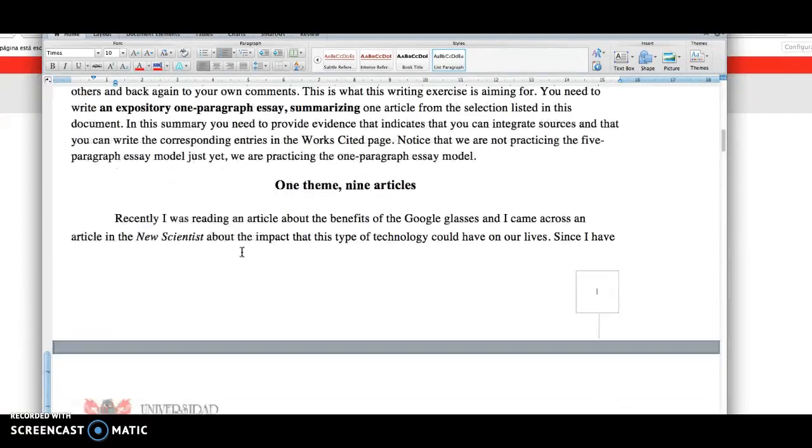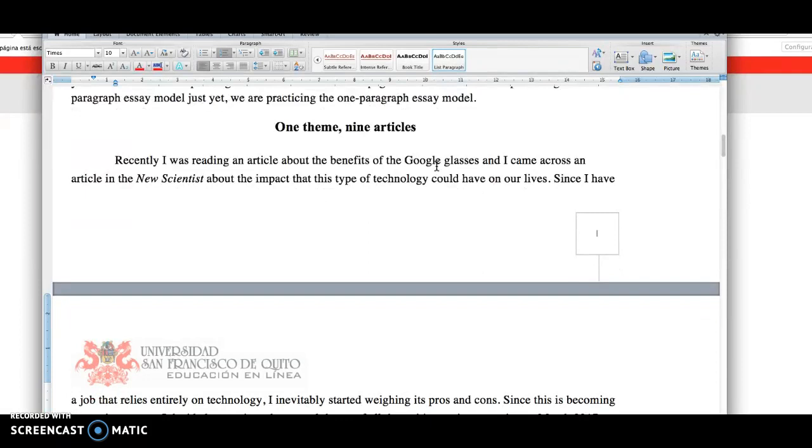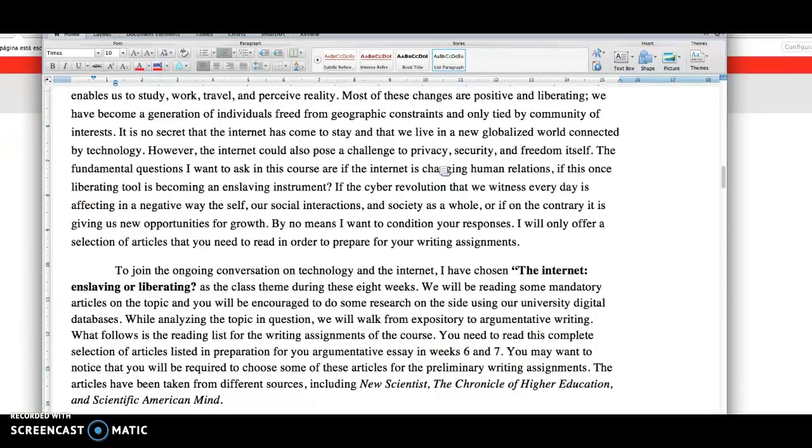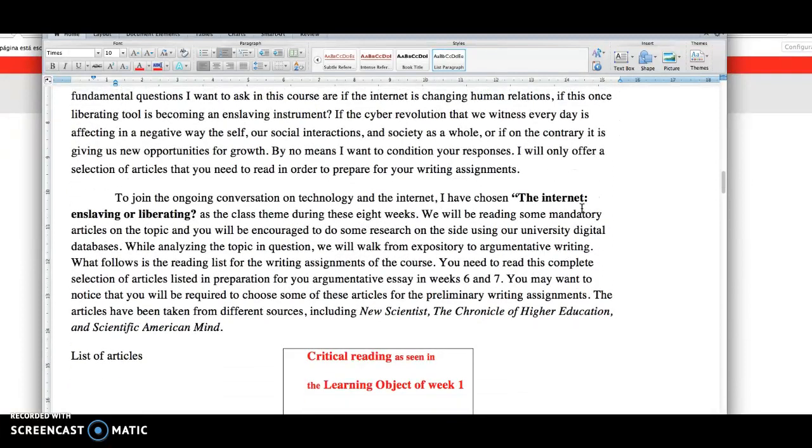So in all my writing assignments, we have one single theme. We have one theme and a number of articles that you need to read. What does this mean? This means that all through the module, we're going to be writing about only one single theme. There is no free writing here. The theme of this module in this semester is the internet, enslaving or liberating.